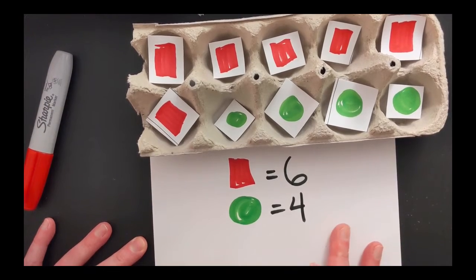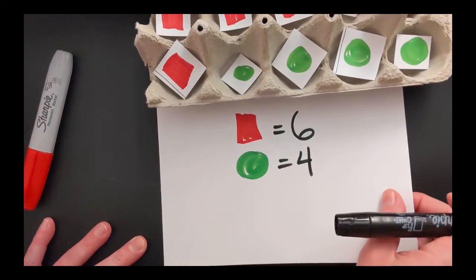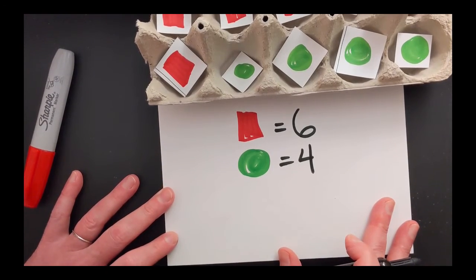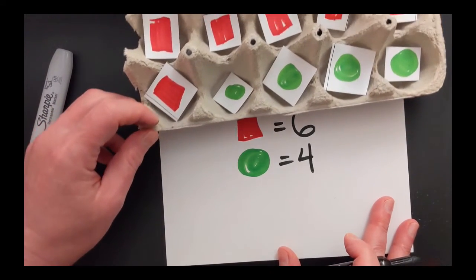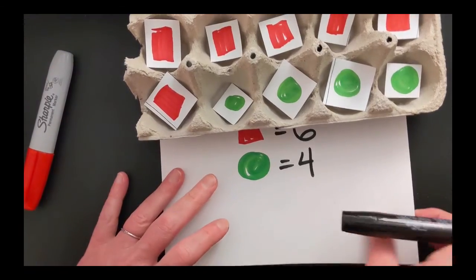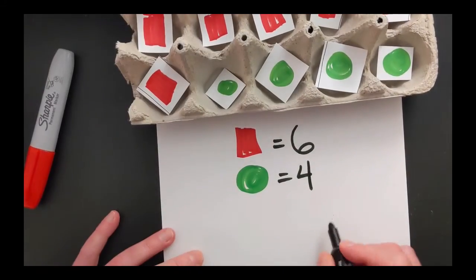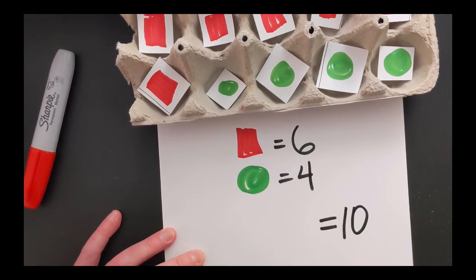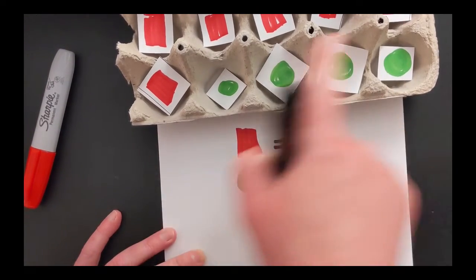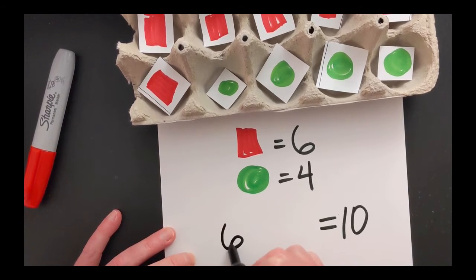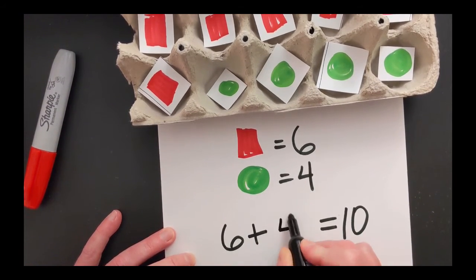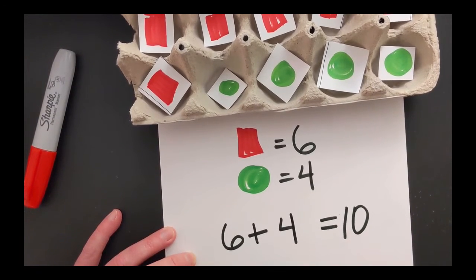So if I'm going to write an addition equation for this problem, I know it's going to equal 10. Okay. Then I have a group of 6. So 6 plus 4 equals 10.